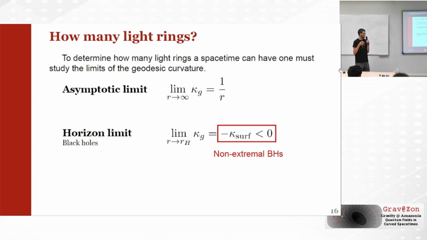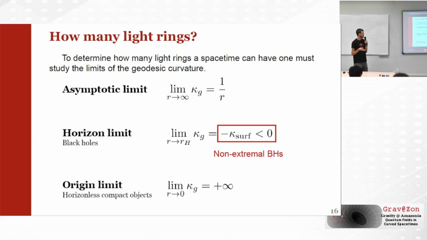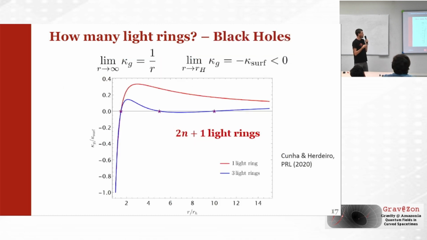When we are at the horizon, for black hole spacetimes, you have to consider the horizon limit. In the horizon limit, the geodesic curvature is minus the surface gravity of the black hole, and since we are considering non-extremal black holes, this will be a negative quantity. For the case of horizonless compact objects, we have to consider the origin limit, and at the origin the geodesic curvature diverges. Now we can try to construct functions that obey these asymptotic limits to count the number of zeros they have. Let's start with the black holes.